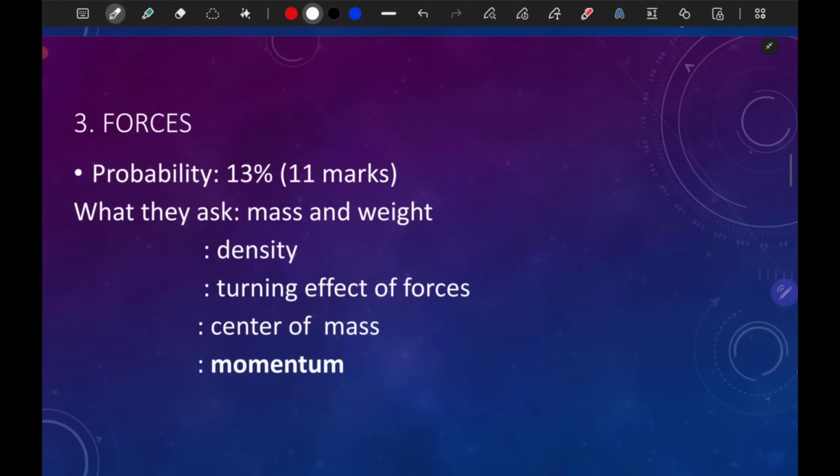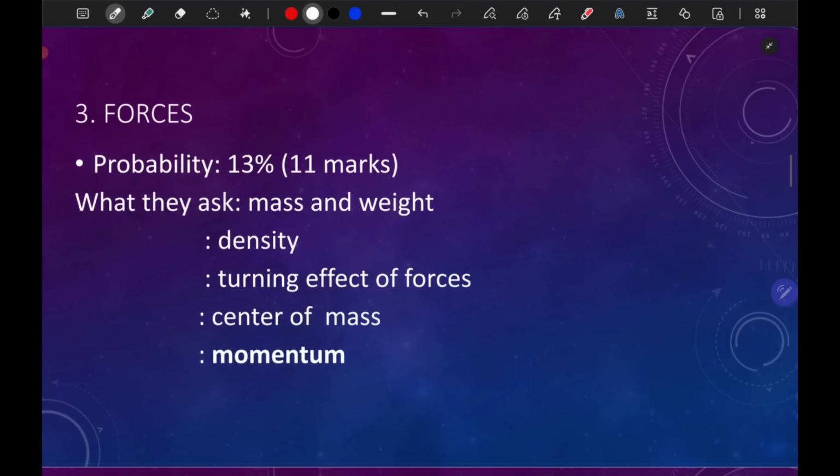The third topic is forces. Forces, now this one has increased and it has been coming up a lot in the newer papers. So it has a probability of 13% and about 11 marks per paper. So what can you expect?